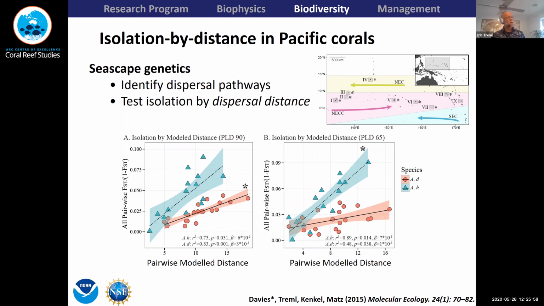What I thought was really cool about Sarah's work is that she was able to lend support for a life history characteristic based on the fit between the genetic data and the model data. So here we see that for Acropora digitifera, there was a better fit for this 90-day larval duration, whereas for the other coral, there's a better fit for the 65-day larval duration. So again, using a combination of methods, we're able to kind of back out some of the unknown life histories, or at least lend support for some of those life histories, which I thought was really cool.